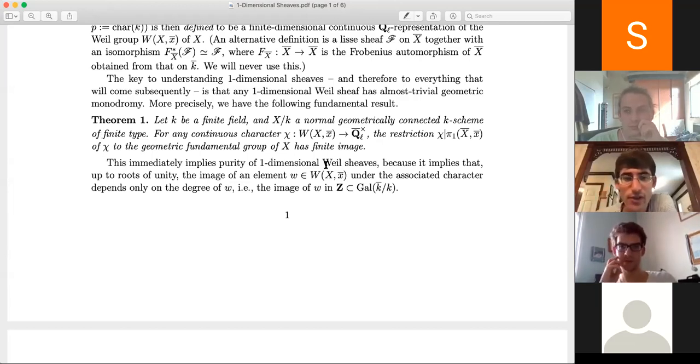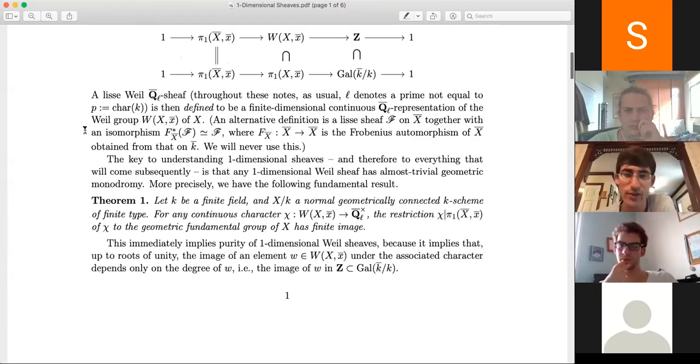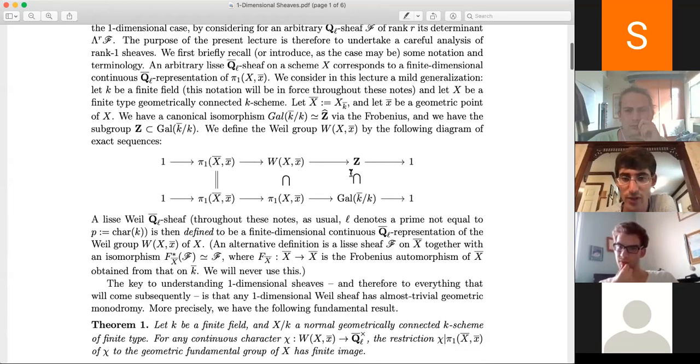Well, this theorem 1 here tells you that it only depends on the degree of your Frobenius, because it says that if you restrict to geometric monodromy, the degree 0 stuff, right? You have the Weil group, you have this exact sequence. The Weil group maps to Z. The kernel of that degree map is geometric Frobenius.